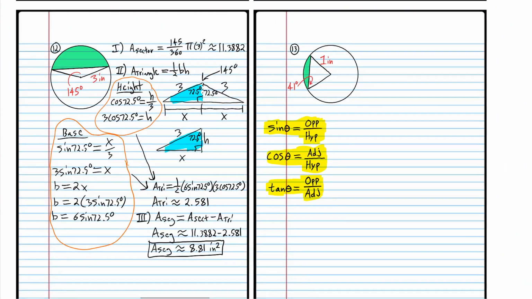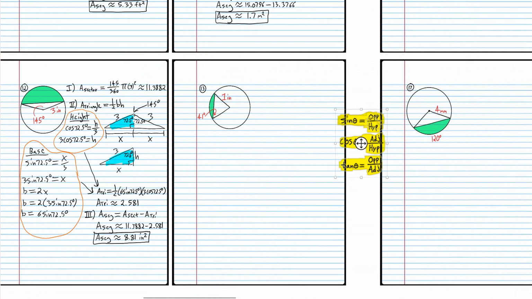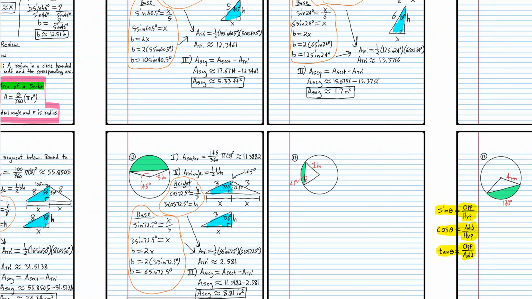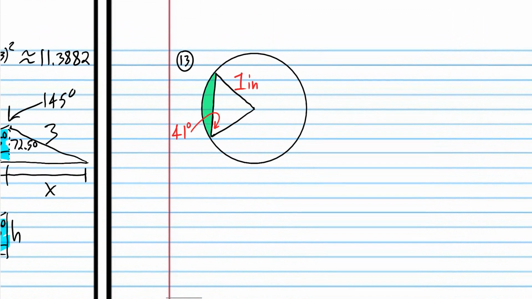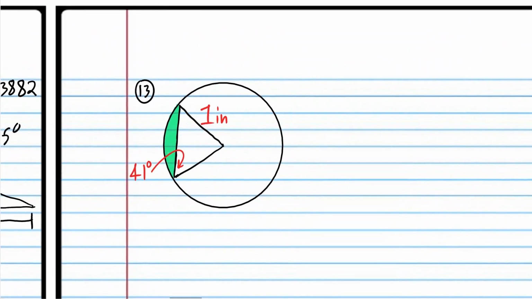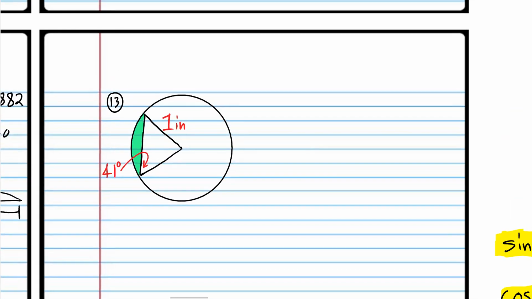So on to number 13. We're kind of just doing more of the same thing, but in this problem, there's a slight difference. You're going to see what the difference is. So let's do number 13 together. In the previous problems, we were given the central angle. We were given this angle here. But in this problem, we're not given the central angle. So, how do we do this?